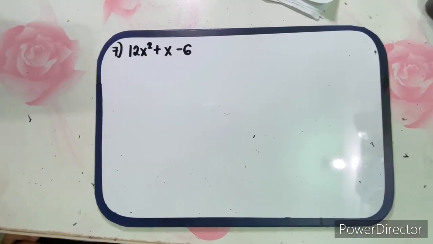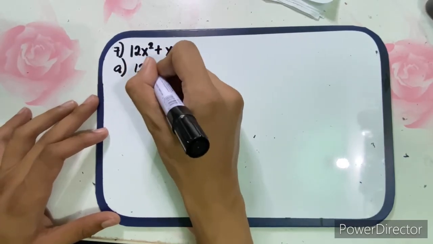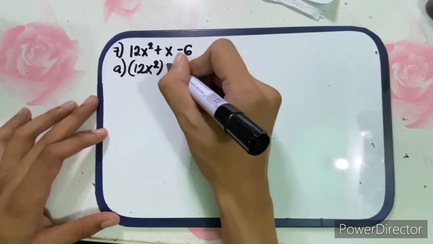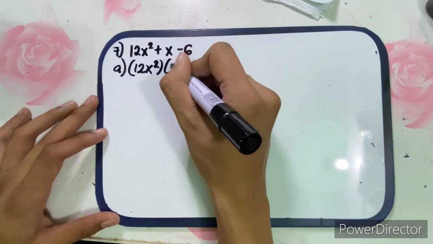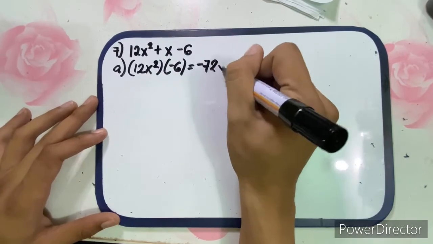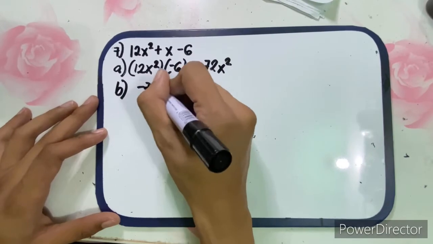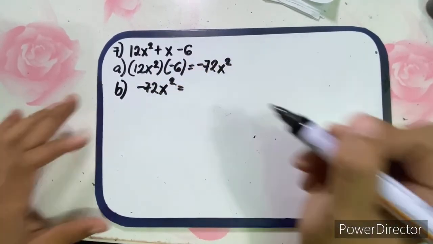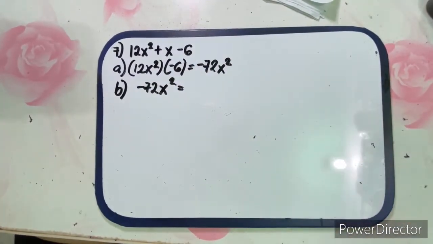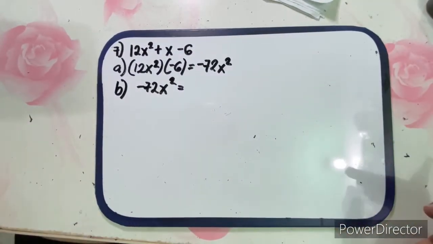Let's go to the last example, 12x squared plus x minus 6. Again, for your step A, multiply 12x squared and minus 6, or you will write negative 6. So the answer here is negative 72x squared. Now, step B, negative 72x squared. Again, I will write directly the correct pair, because if you have to do the trial and error method, it will take time. It will consume time.